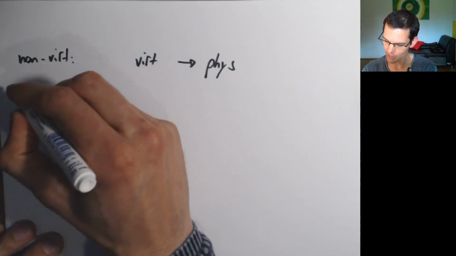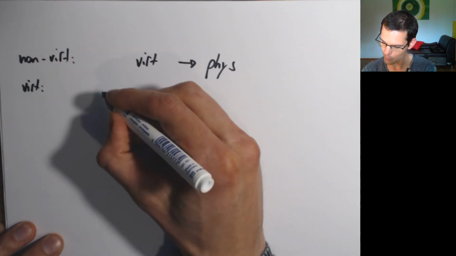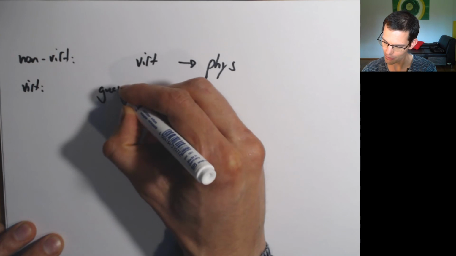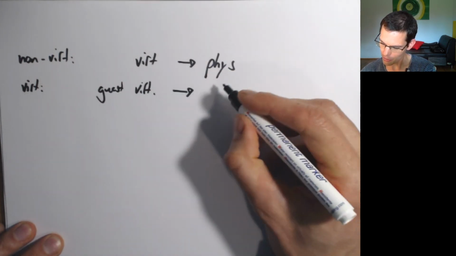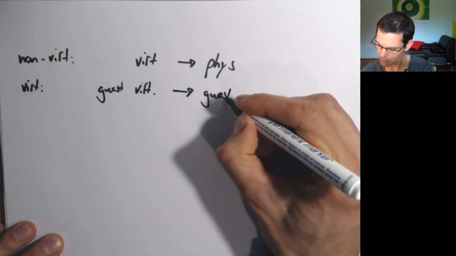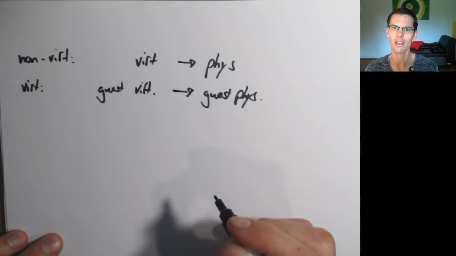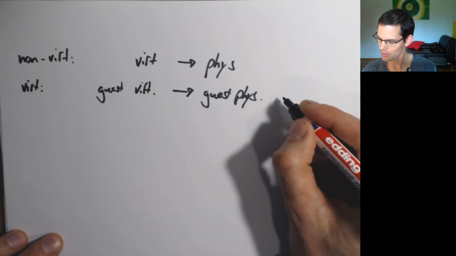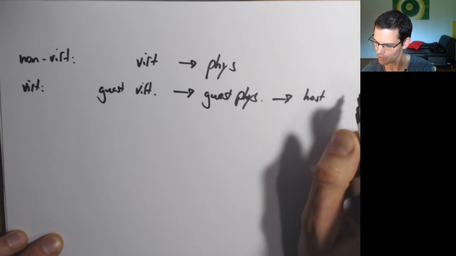Now with virtualization, we have something which is one layer more, where we have the guest's virtual address, which translates to the guest physical address, which however is not yet the actual physical address of the host. So that one has to be translated once more to the host physical address.